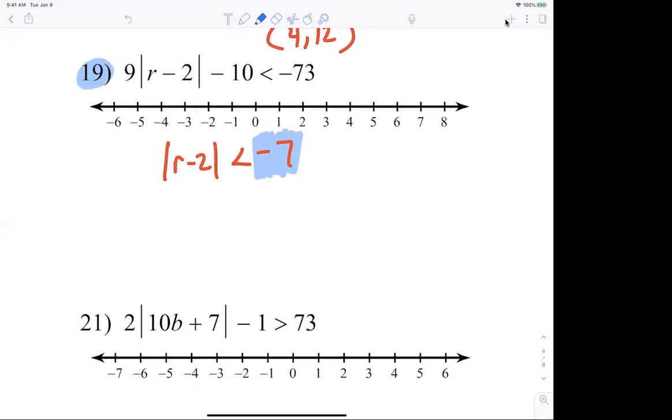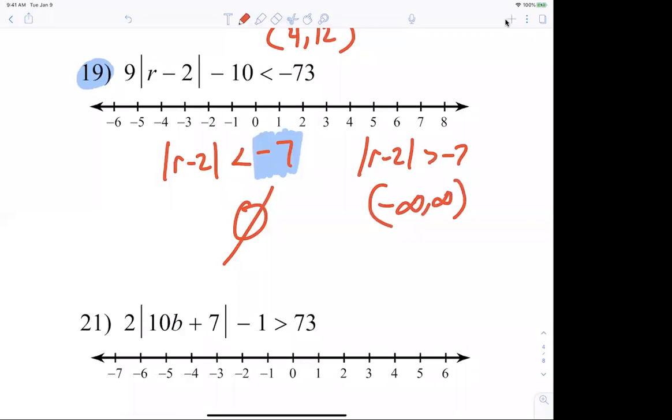Never. Never. Never. Once you're in a hurry, you're just going to write out both equations, and you're going to go wrong. This is no solution. If it were the absolute value of r minus 2 is greater than negative 7, the answer would be all real numbers, because the absolute value is always greater than a negative.